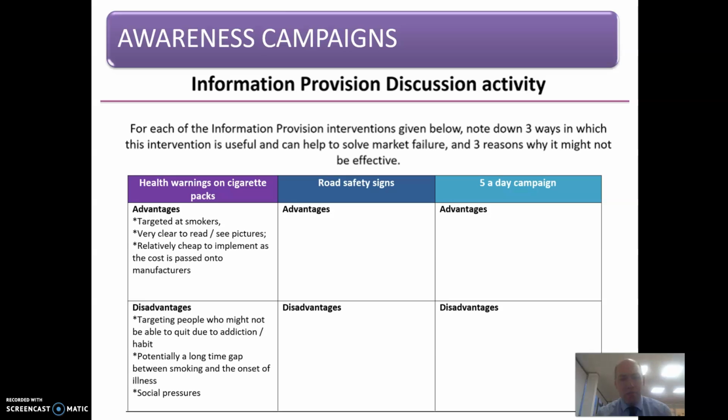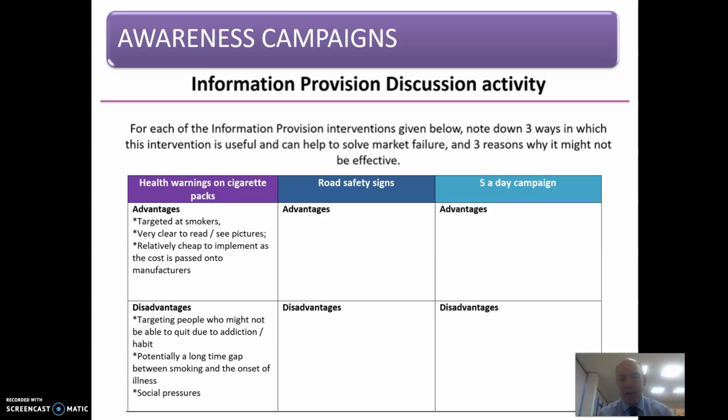Disadvantages, there's inelastic demand. You're targeting people who might find it difficult due to the addiction or habit forming good that they are consuming. Quite often as well, people again will discount or misjudge the private costs because they don't feel the full private costs until further down the line. And again, some people will smoke because of social pressures.